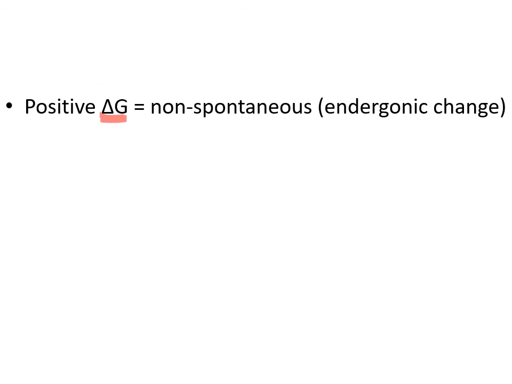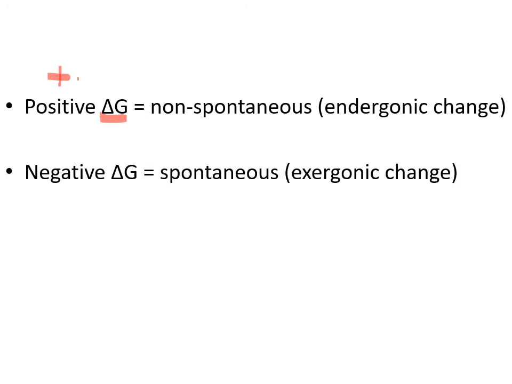If the calculation works out to give you a positive delta G, that means it's not spontaneous. That means you've got to put in work to get it to happen. If it is a negative delta G, then that means it will be spontaneous. It's sort of happening on its own. You don't have to put work in. So think non-spontaneous reactions, they need to be supplied with work. You have to put work in.